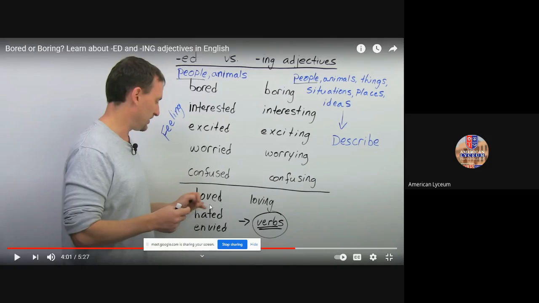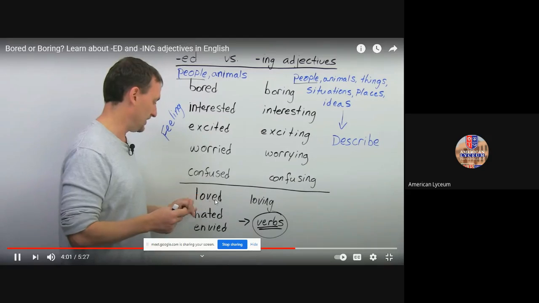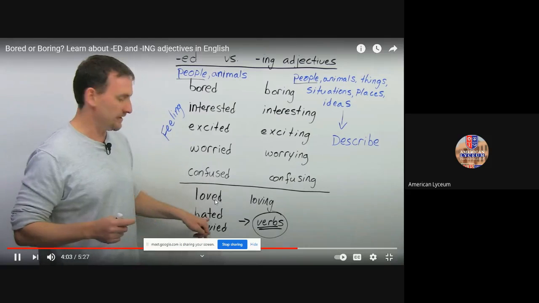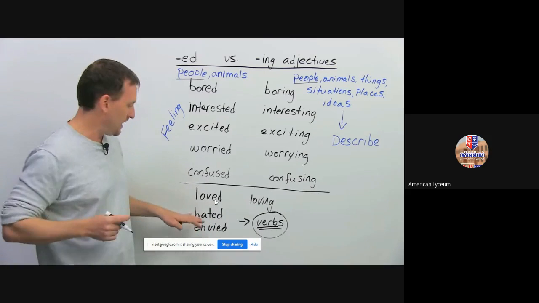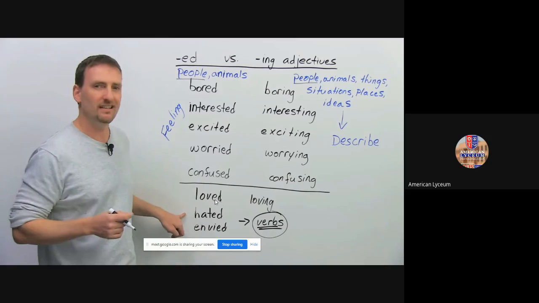Because if we say I loved it, it's a verb, it's kind of an action, a feeling action, that I loved this thing. I hated him. I envied that thing. She is loved. This person is hated. But we can also use these about things. Okay? The company is hated.